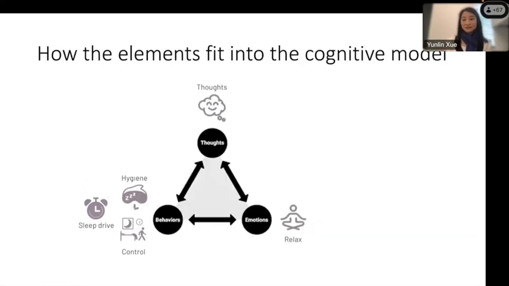And how these elements fit into the cognitive model is that cognitive restructuring helps with the negative thoughts around sleep. The relaxation can combat these negative emotions like anxiety. And then the behavior piece is actually quite significant. 3 of these actually affect the behavior. You try to do sleep hygiene, you control the stimulus while you're in bed, and then you also try to set a good sleep pattern.